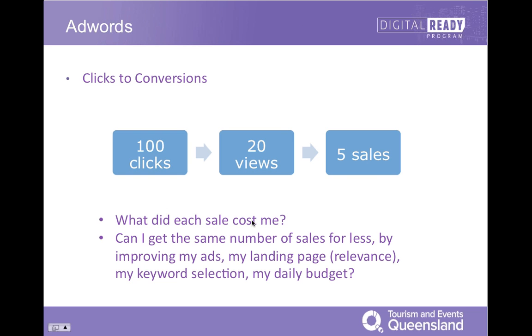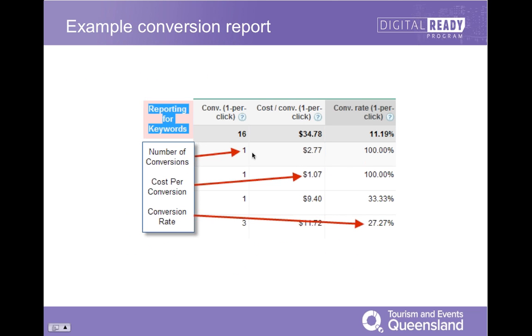AdWords, what did each sale cost me? Can I get the same number of sales for this? So you can get an AdWords report that says from this one, I got one conversion. It cost me $2.77 and my conversion rate was 100%. So $2.77 for a sale. If your sale is $200, that's not bad, really. This one, not so effective. This one, even less so.